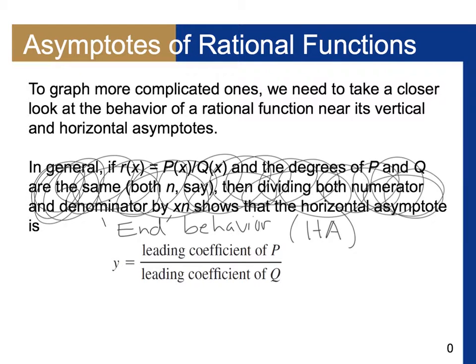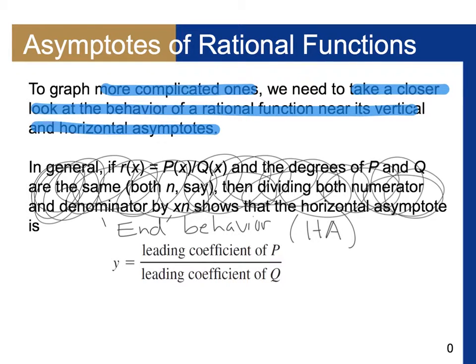Okay, and then to graph more complicated rational functions, we're going to take a closer look at the behavior of a rational function near its vertical and horizontal asymptotes. In particular, let's look at horizontal asymptotes. If we're looking at horizontal asymptotes, we're thinking about end behavior, because it's really what's happening as x approaches plus infinity and x approaches minus infinity. And that's our end behavior.